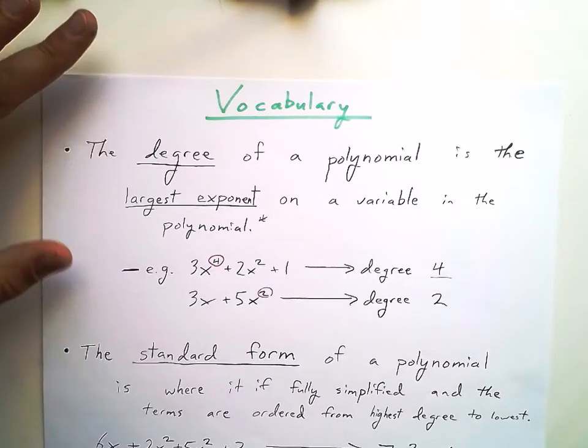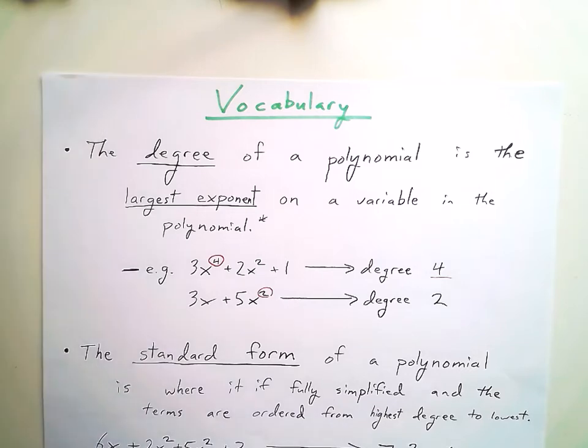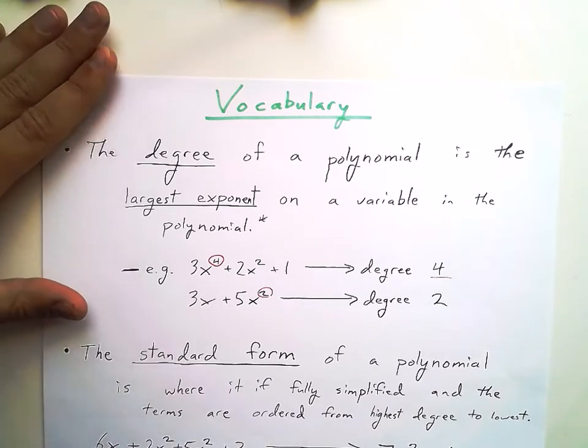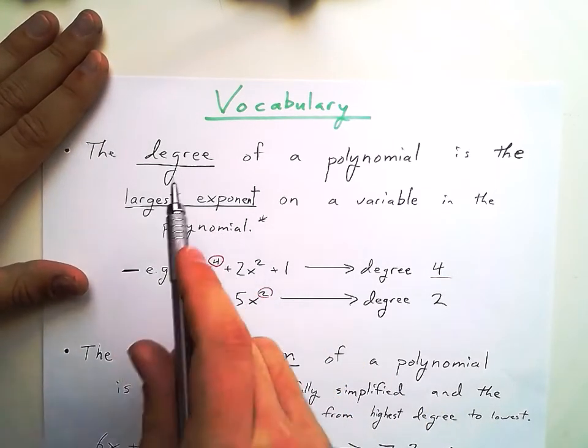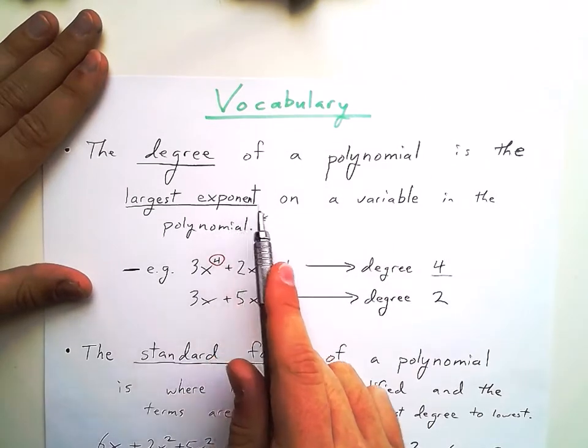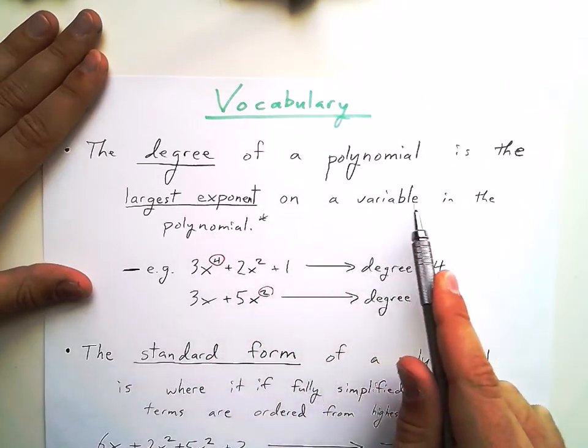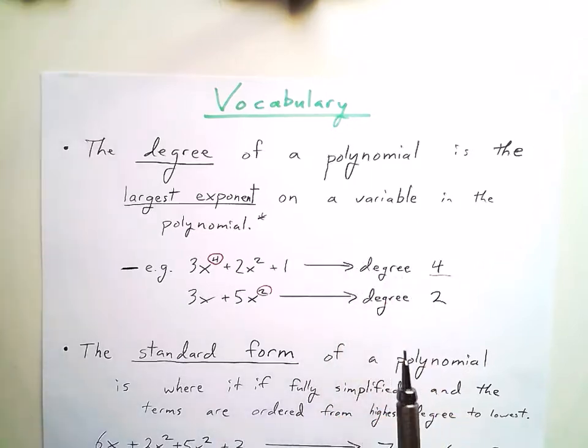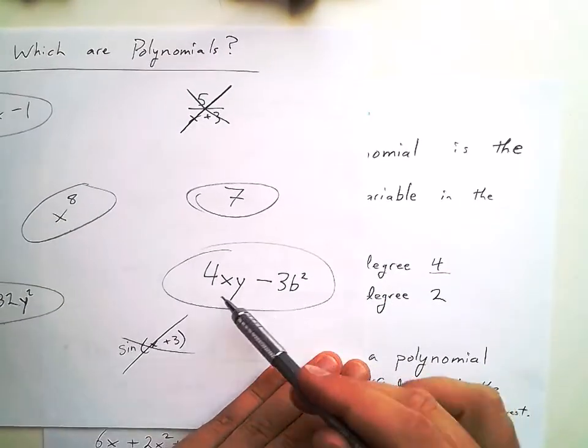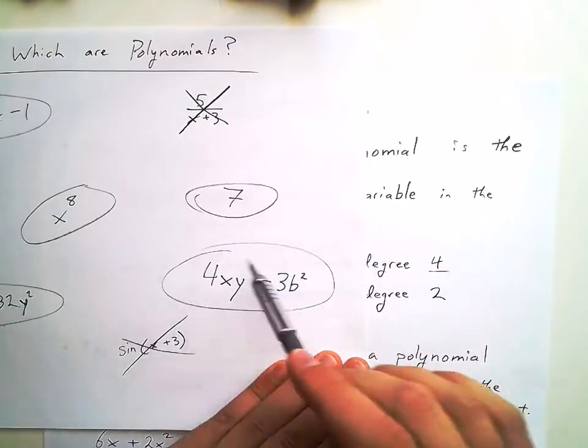One important vocabulary word for polynomials is degree. Each term has a degree, and the polynomial has a degree. The degree of the polynomial is the largest exponent on a variable in the polynomial, except you count it a little differently on things like this, but we won't worry about that right now.